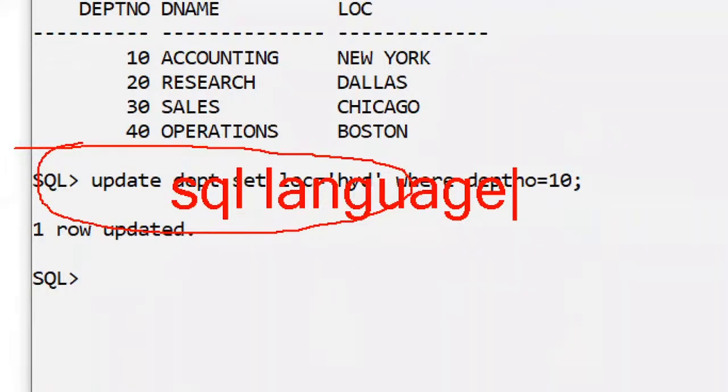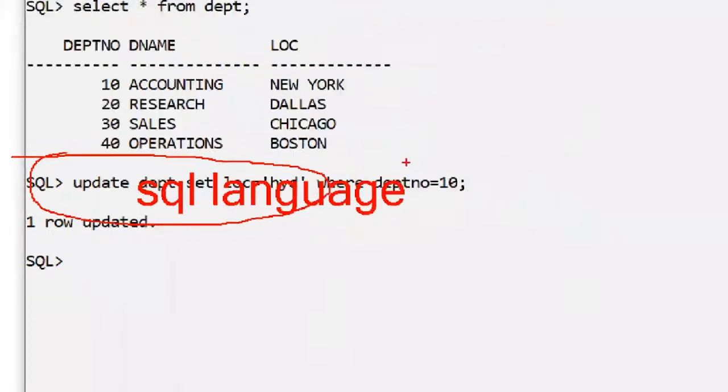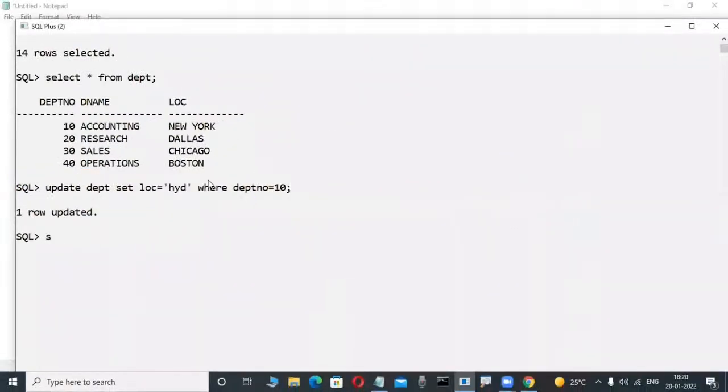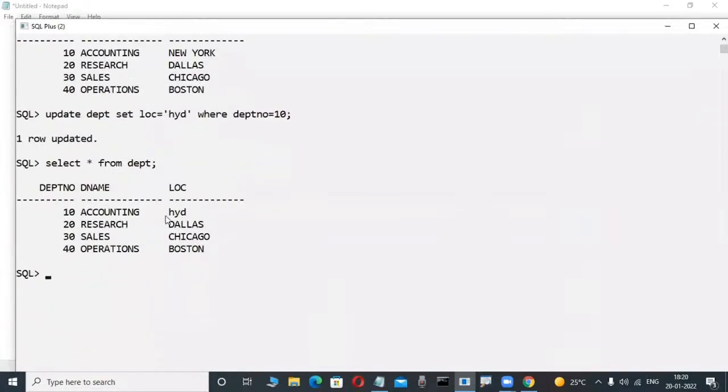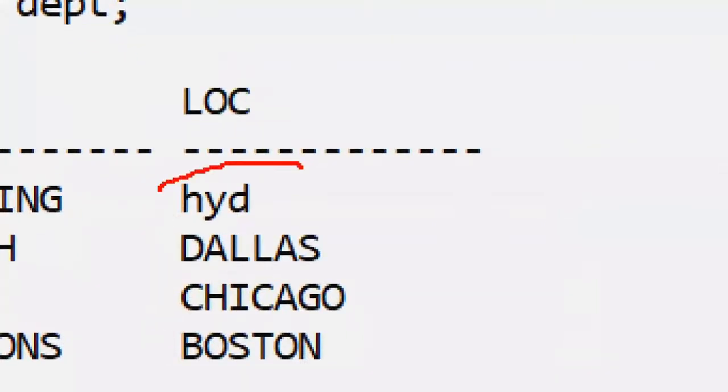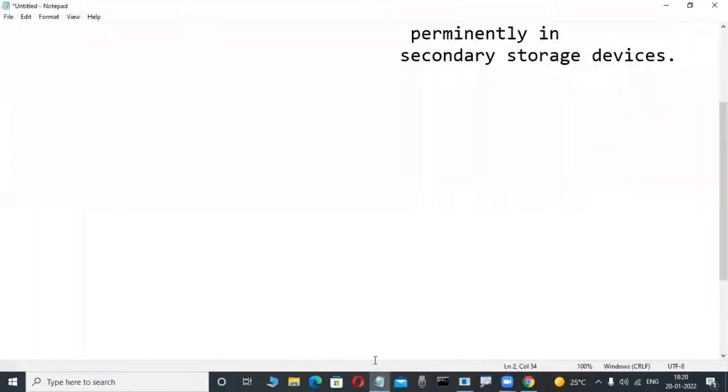Now observe it here. Once we write this type of code, which is called the SQL language, it is automatically reflected in your database. Observe it here, in your database. In the previous case New York was there, but in this case Hyderabad is the location. Always observe it here.